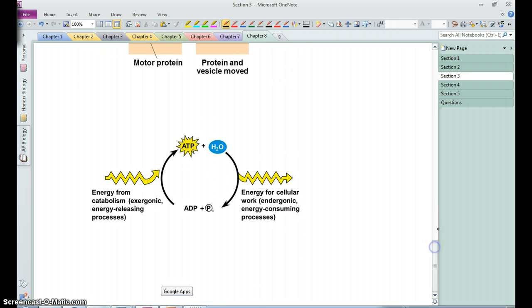And so your living things are constantly breaking ATP down to release energy and then converting ADP back into ATP by taking in energy. And so essentially over here on this side we have respiration, cellular respiration typically, converting ADP into ATP, and then the ATP, the energy in those molecules, is being used to do some kind of cellular work. Okay.